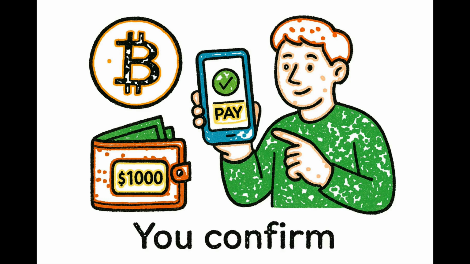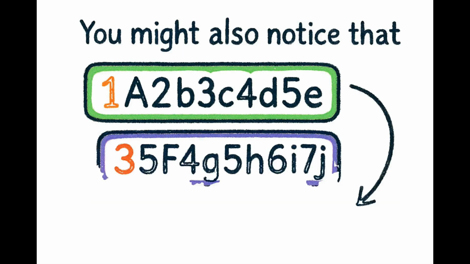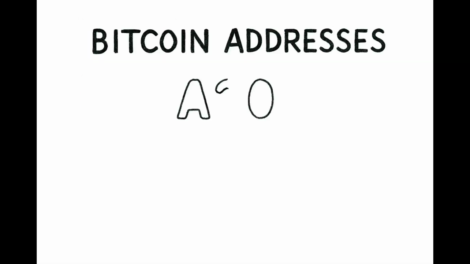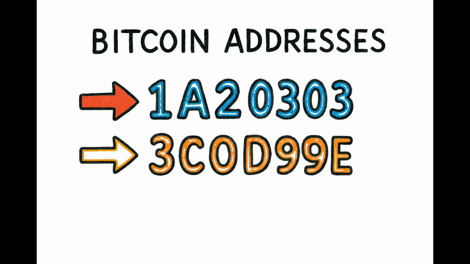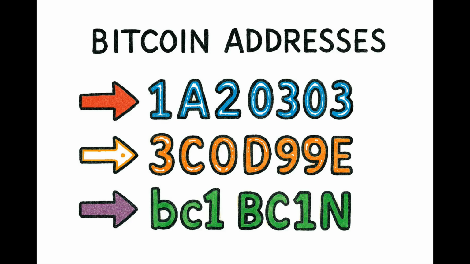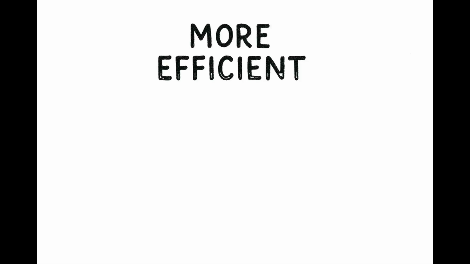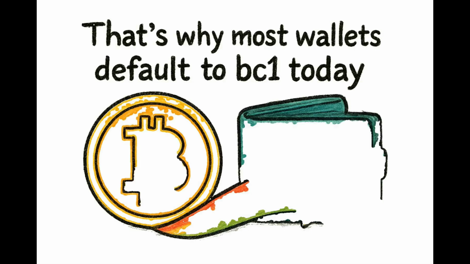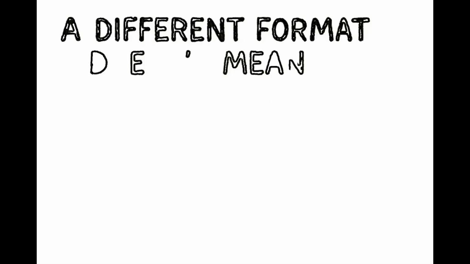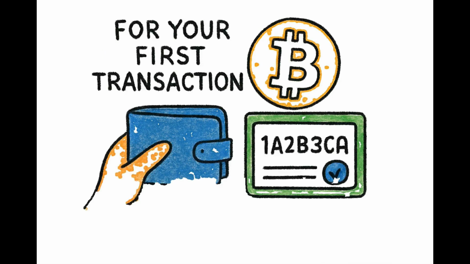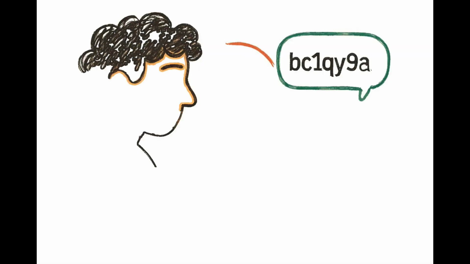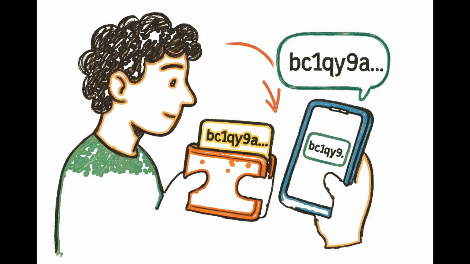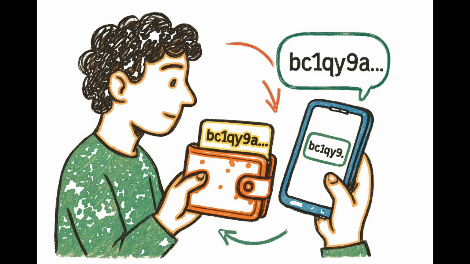all match your intent. You might also notice that Bitcoin addresses don't all look the same. Some start with a 1, some with a 3, and many modern ones start with BC1. These are just different address formats that the network understands. Older formats still work, but newer ones are more efficient and usually cheaper to use. That's why most wallets default to BC1 today. A different format doesn't mean something is wrong. For your first transaction, the format matters less than the habit. You're verifying that the destination you were given matches what's in your wallet, regardless of how the address looks.